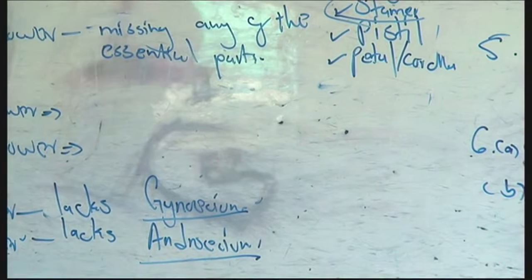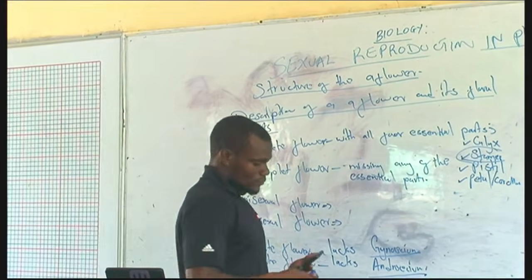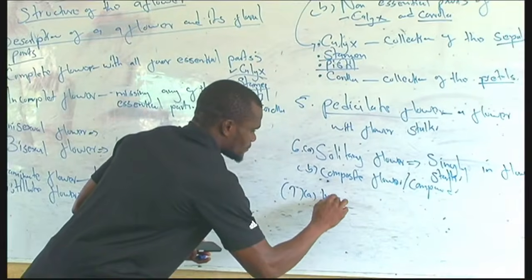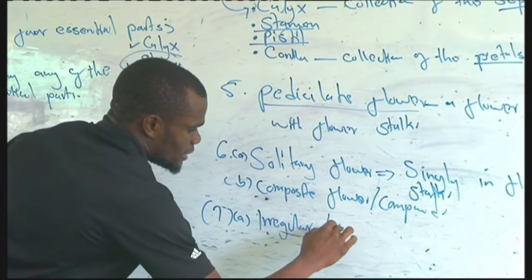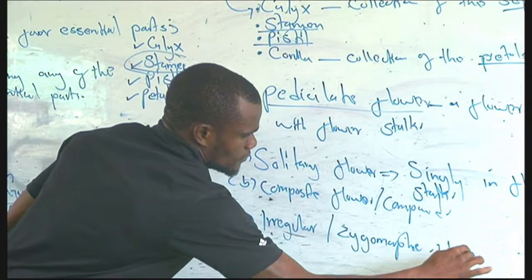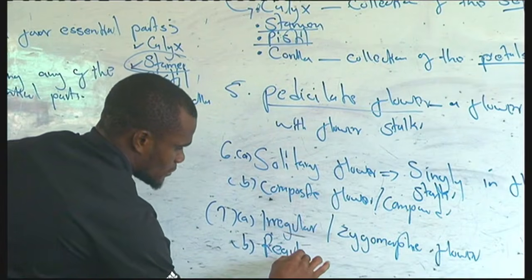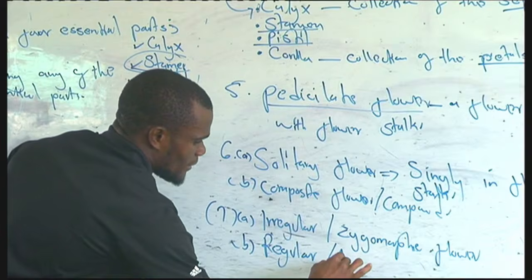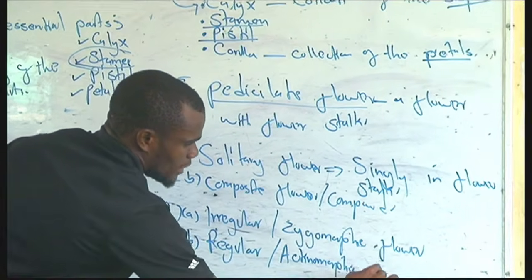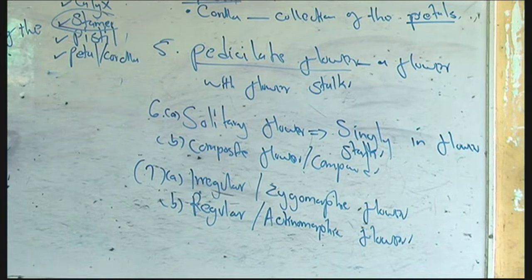And then lastly, we are going to discuss the zygomorphic flower, or irregular, and the regular or actinomorphic flower. What is a zygomorphic flower?